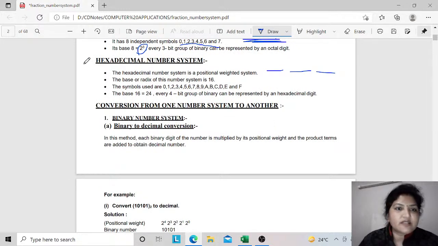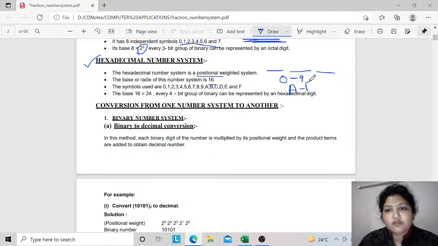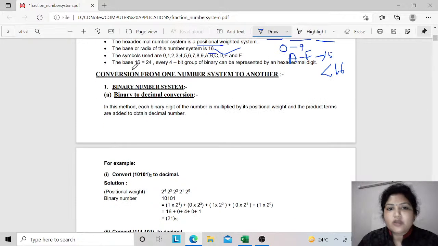Now next is the hexadecimal number system. Here it is again a positional weighted number system, right? The radix would be 16. It lies from 0 to 9 and A to F, right? So basically the last number, that is F, is represented by 15, again less than 16, because 16 would be your base, right? So here the base is 16. Again this is 2 raised to the power 4. This would be represented like this.